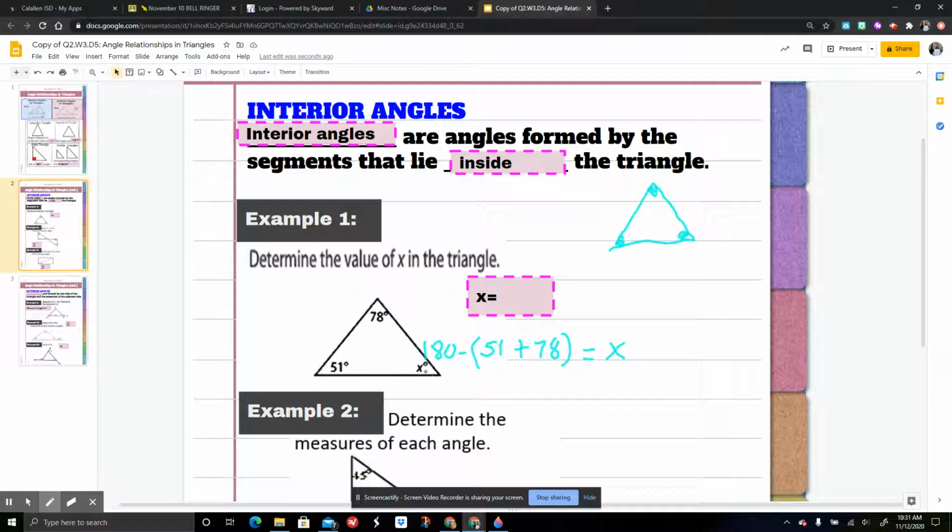So you're going to start by adding 51 and 78. 8 plus 1 is 9. 7 plus 5 is 12, so that's 129. So you have 180 minus 129. And when you subtract 180 minus 129, 10 minus 9 is 1, 7 minus 2 is 5. X is equal to 51 degrees.